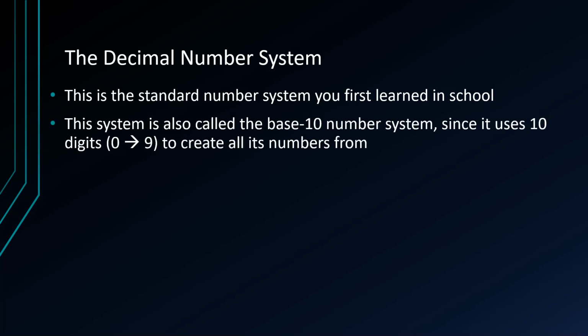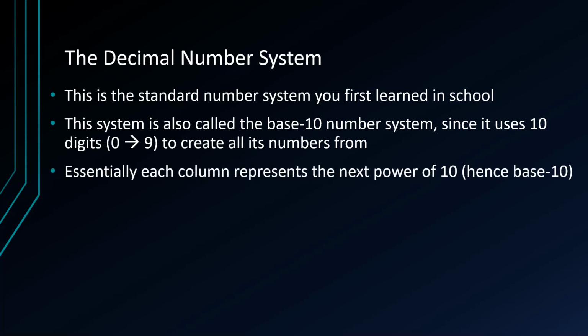So this system, the decimal number system, also goes by another name called the base 10 number system. And the reason why is because it uses 10 digits, 0 through 9. All the numbers in the system are less than the value of 10. All right, now we can create any number we want using these digits, but those are the only digits allowed to us. That's fine. Essentially, each column in your number represents a different power of 10, hence the term base 10.